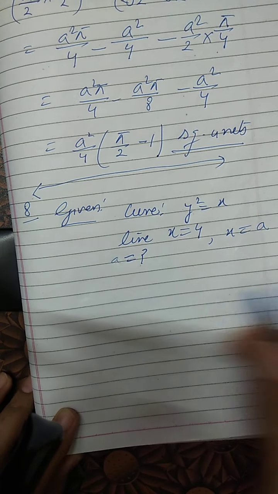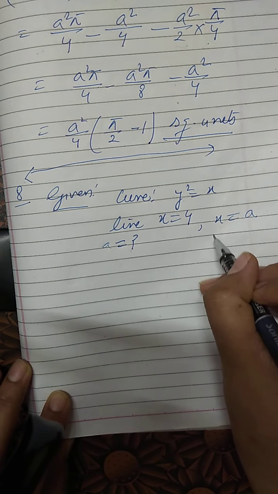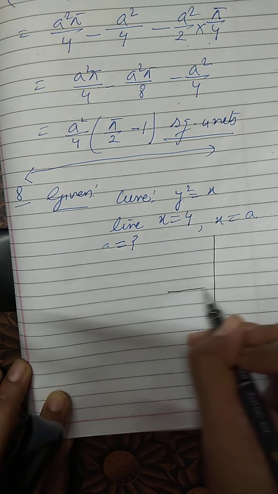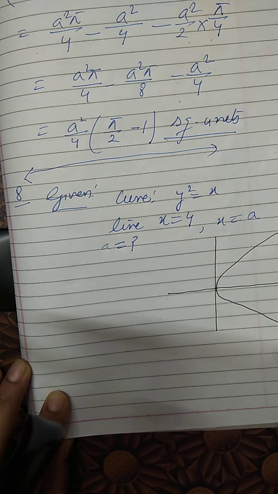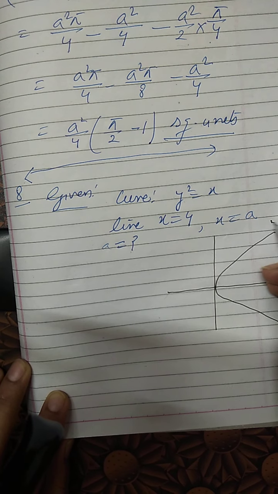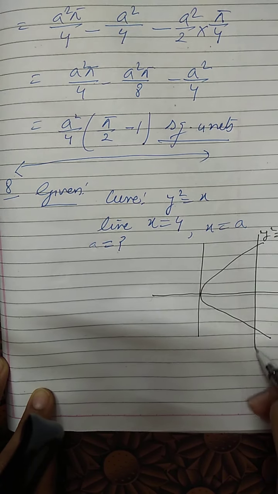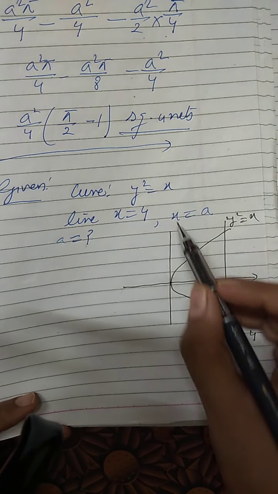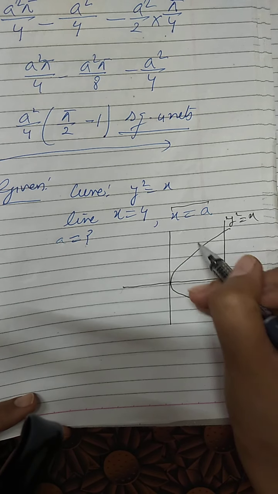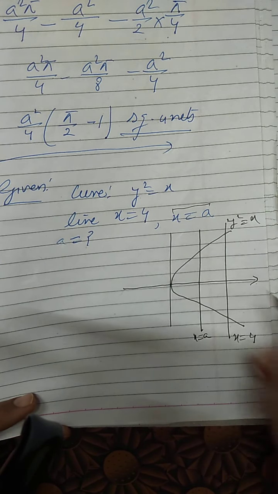Okay, so let us draw the sketch first of all. Right-handed parabola. This is y square equals to x parabola. One line is there, this line is x equals to 4 line. Another line x equals to a line is dividing it into exactly two parts. So this will be x equals to a line.